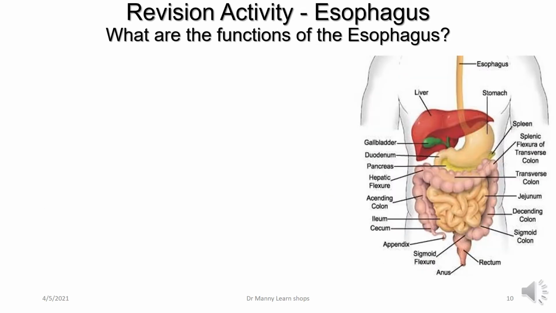So what do you think about the esophagus? What's the esophagus? Well, the esophagus is a long, thin, muscular tube that connects the pharynx, which is the throat, to the stomach. It forms an important component of the gastrointestinal tract and functions as a conduit or a tube for food and liquids that have been swallowed into the pharynx to reach the stomach.